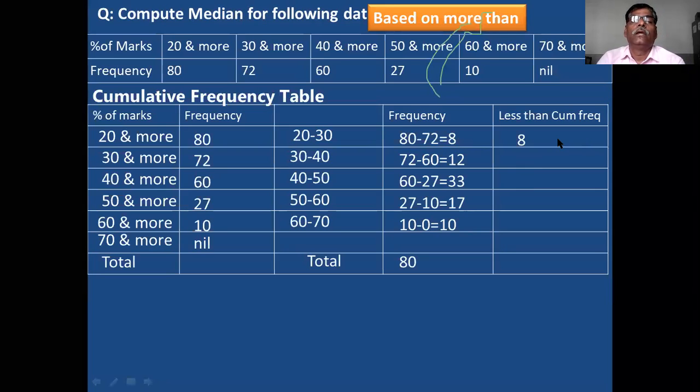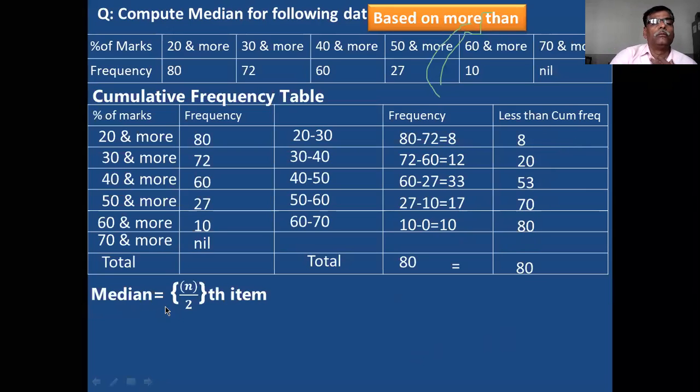That first is 8, 8 plus 12, 20, 20 plus 33, 53, 53 plus 17, 70, 70 plus 10, 80. Like this, you have to calculate less than cumulative. Now apply the equation. Median class: n divided by 2, that is 80 by 2, is equal to 40.